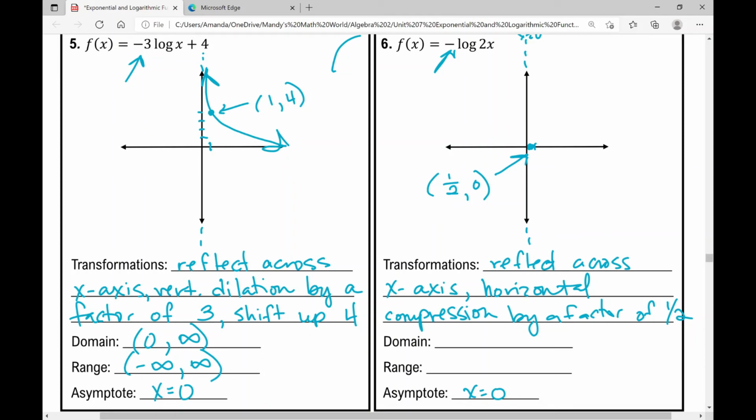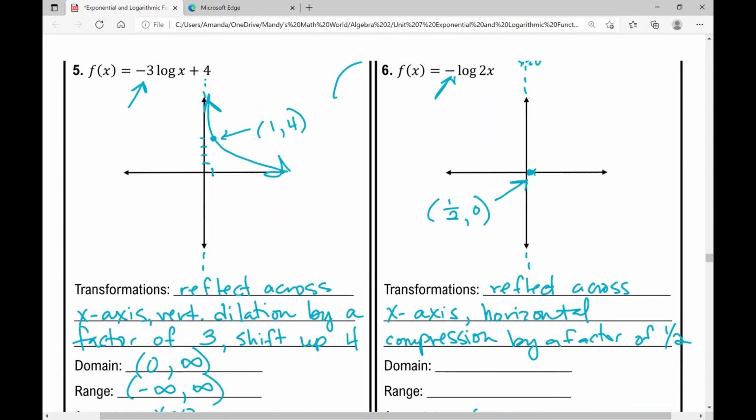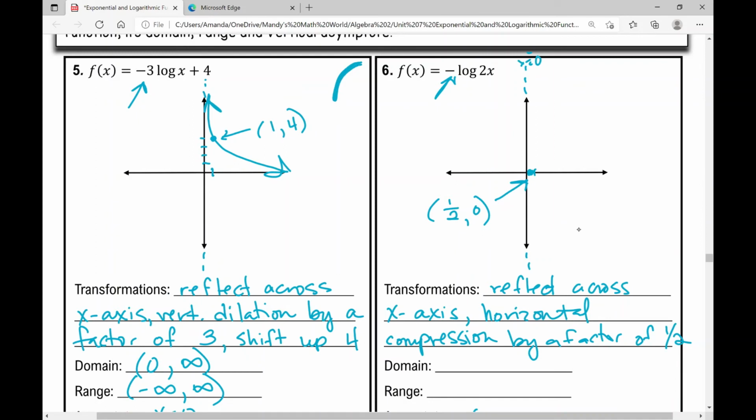And because that negative is out in front, I drew that parent function shape right up here, right? It kind of looks like that. Because we're reflecting it across our x-axis, it's going to take on this shape. Oh, and I drew it on the other side of that asymptote. It shouldn't look like that. It's not supposed to cross that asymptote. So it's going to look like that. It's going to be that general shape.